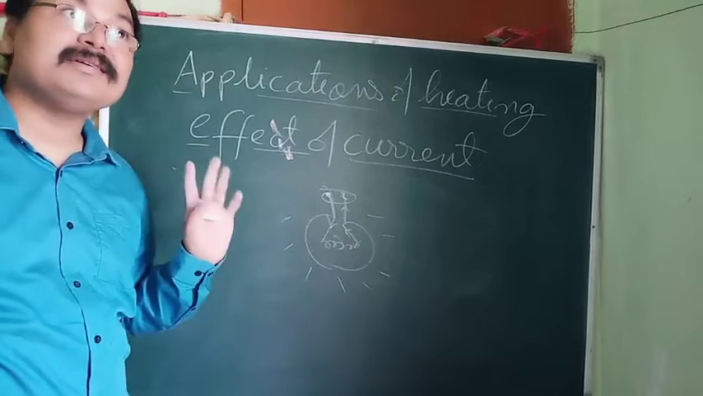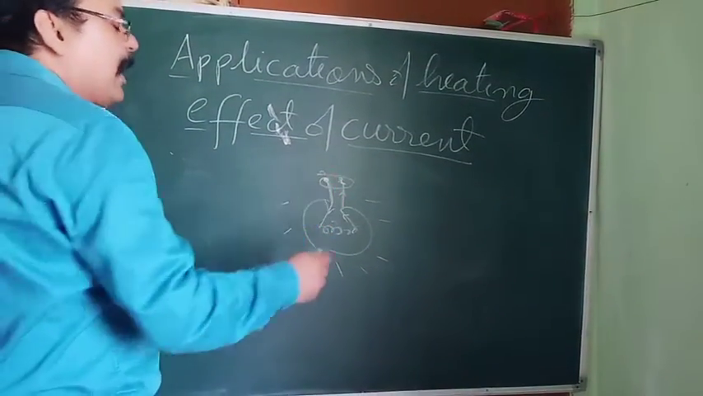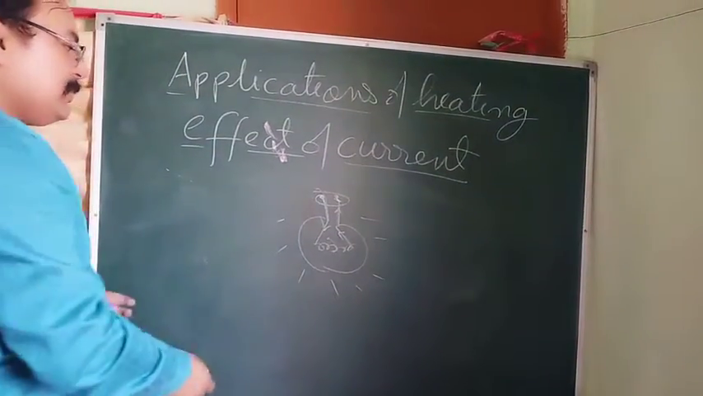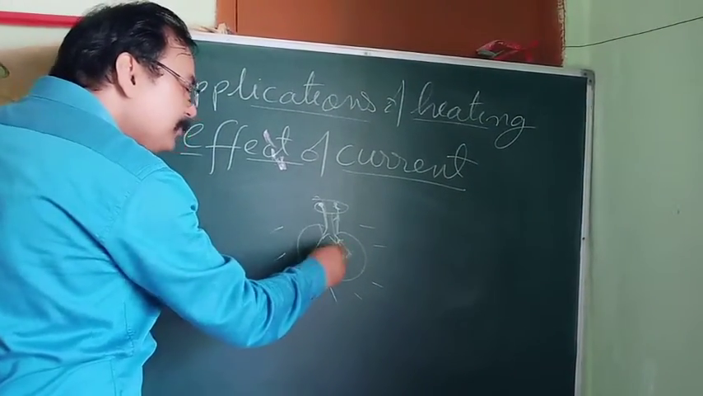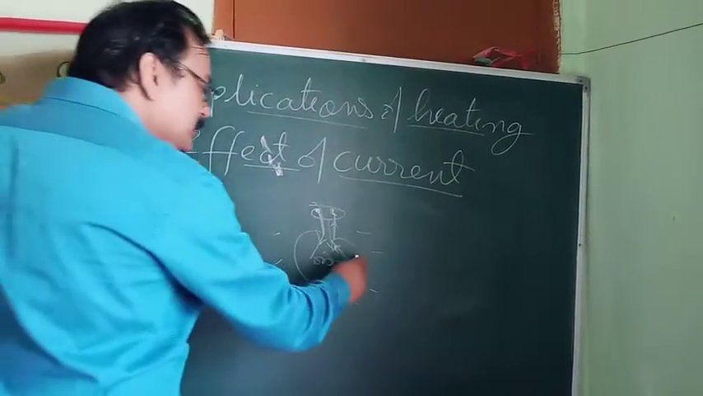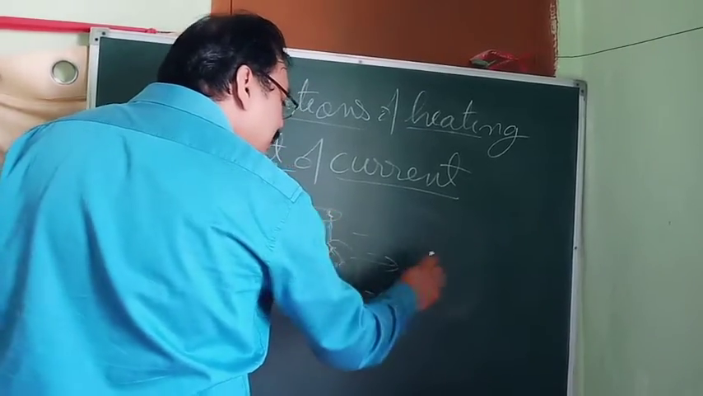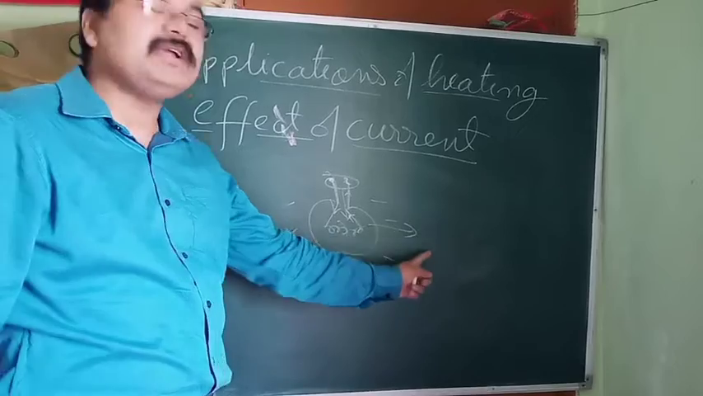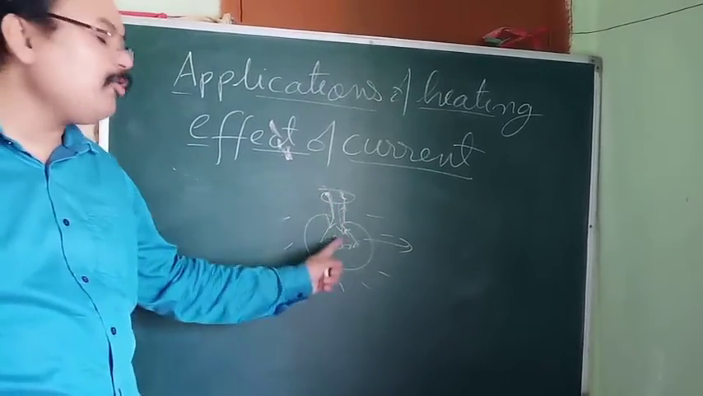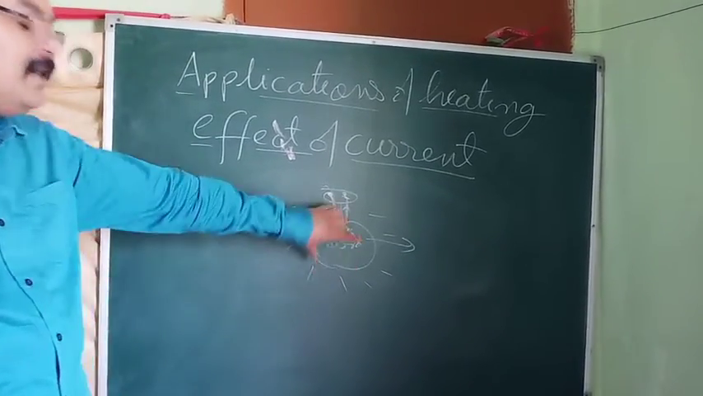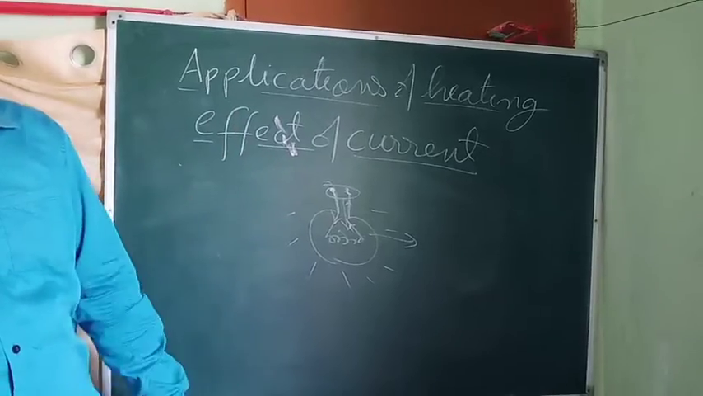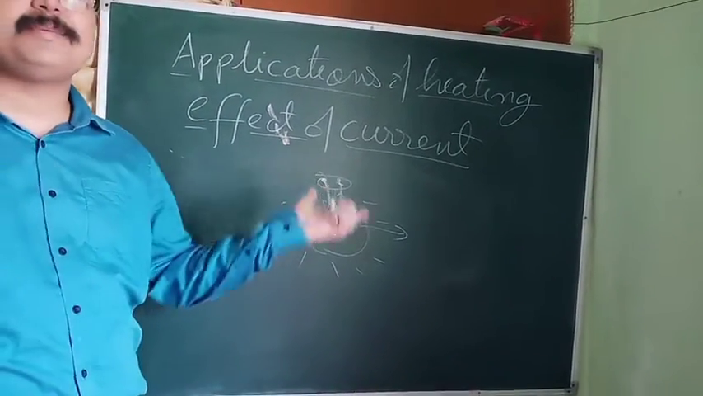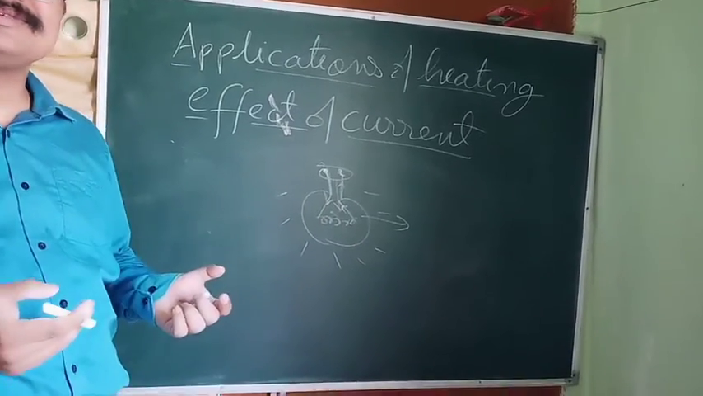Why is that? Because after getting heated up to a certain high temperature, the heat produced in 1 second is equal to the heat lost to the surrounding in 1 second. So whatever heat is produced every second, the same amount of heat is lost to the surrounding. So an equilibrium is maintained, and that's why its temperature becomes constant, and that's why it gives a constant amount of brightness.